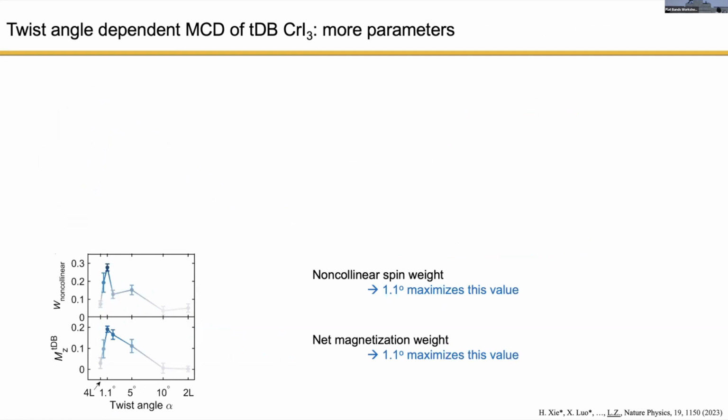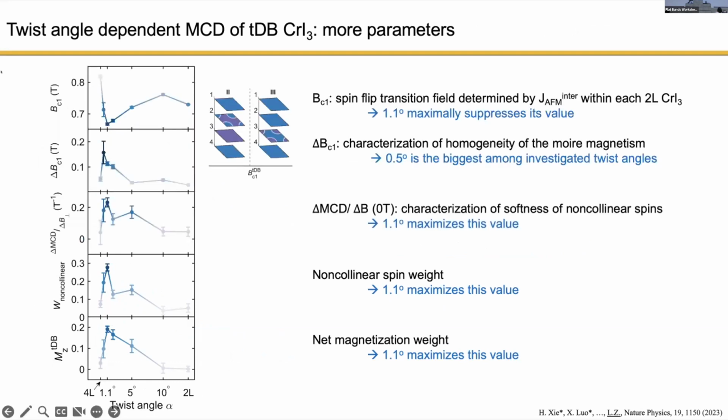So we look at the twist angle dependence of different parameters. For both the magnetization and the non-collinear spin weight, they all peak at 1.1 degree. Another parameter is the critical field for the spin flip transition. That parameter dips at 1.1 degree, meaning that the interaction between the two bilayers actually impacts the interlayer interaction within the bilayers.